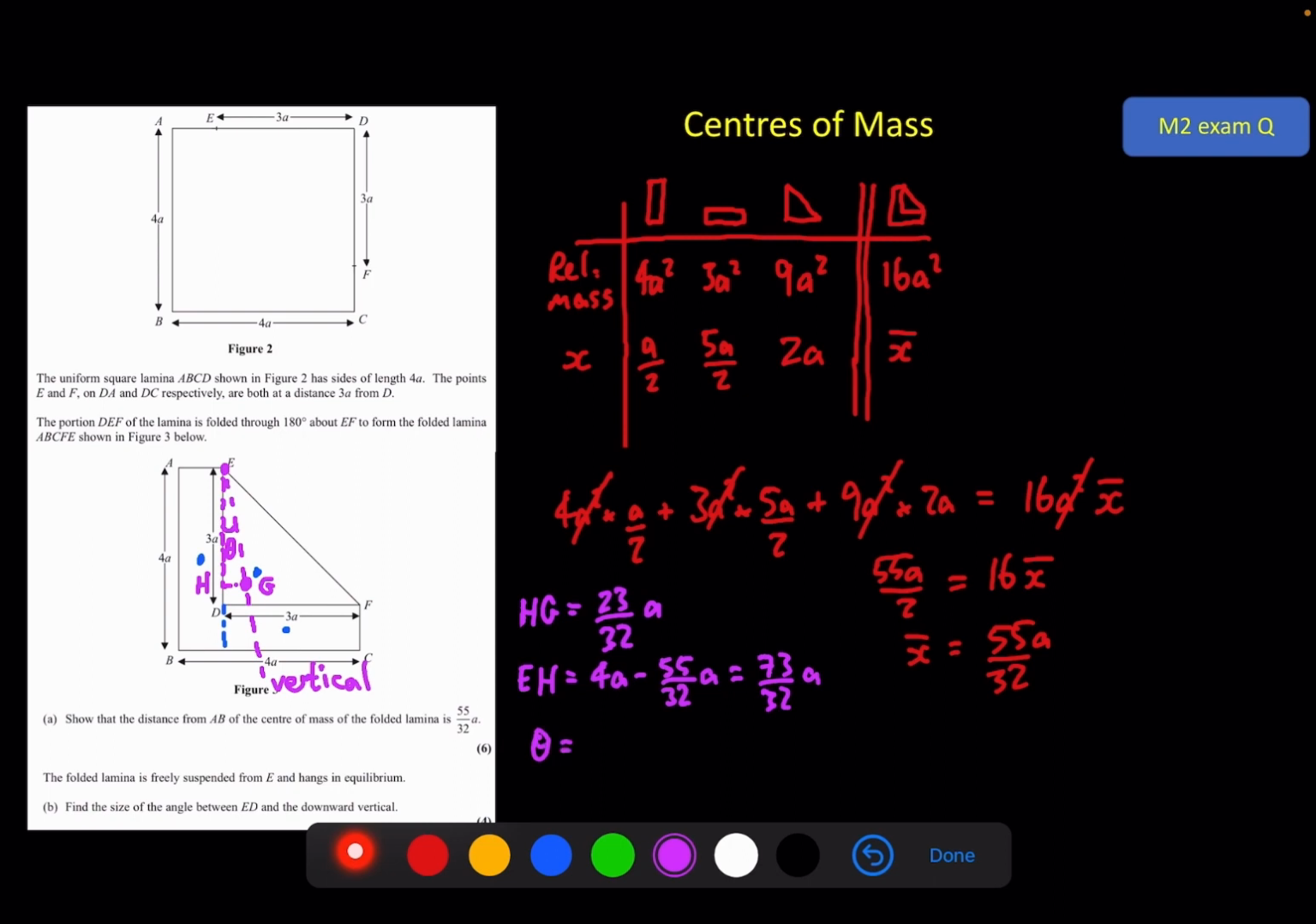Now theta is equal to the inverse tan of HG over EH, 23a over 32 divided by 73a over 32. The a's and the 32's cancel out, and effectively that's just the inverse tan of 23 over 73, which is 17.487... 17.5 degrees to 1 decimal place.